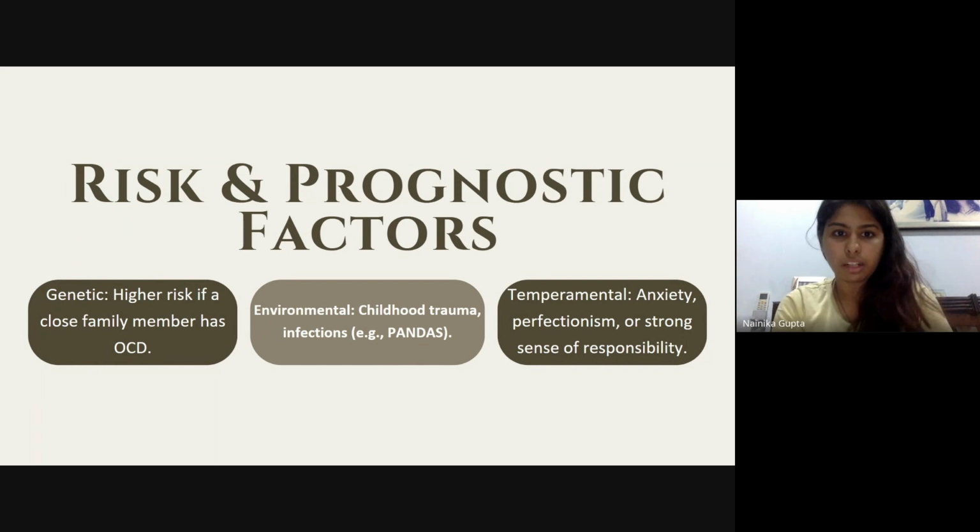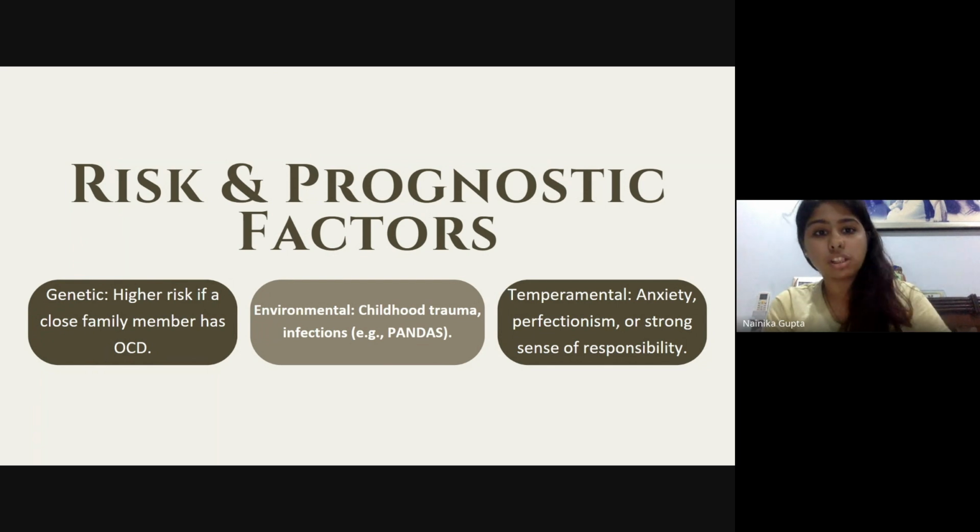Next is environmental factors. Environmental factors can basically be trauma, abuse, negative life events, and these can trigger or even worsen OCD. Like if you already have OCD, trauma, abuse, or negative life events can worsen it.